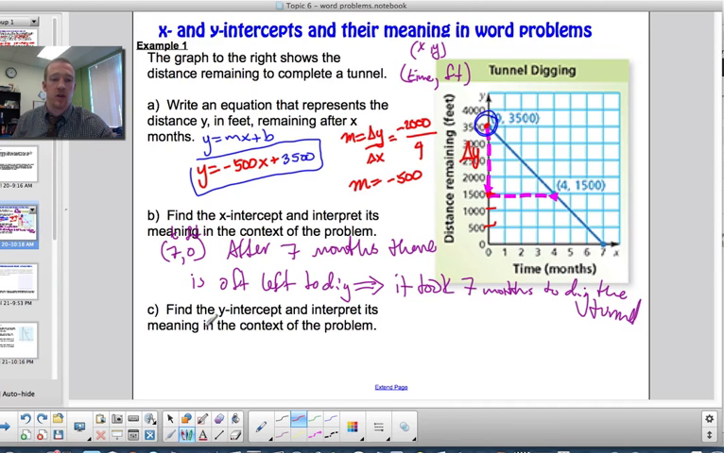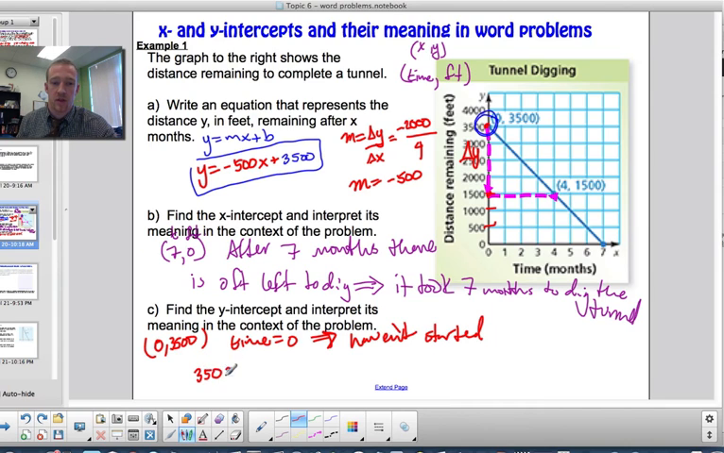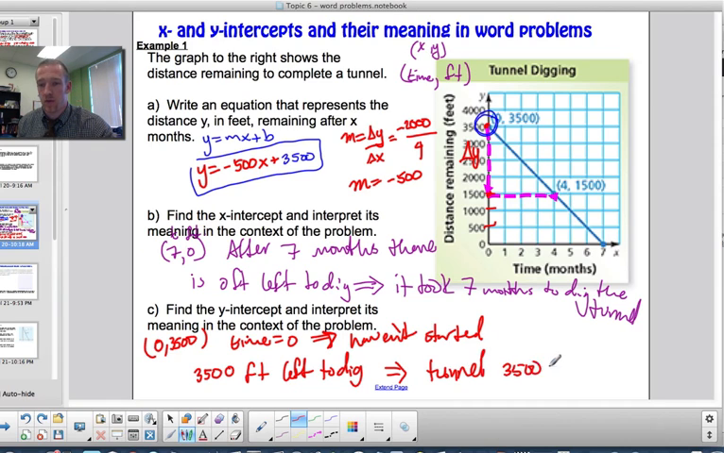So the y-intercept is right here. We already knew that. So 0, 3,500. That's when time was 0, and the feet left to dig was 3,500. So time is 0 tells us they haven't started yet. And 3,500 is the feet left to dig. Which tells us that the tunnel is a full 3,500 feet long.